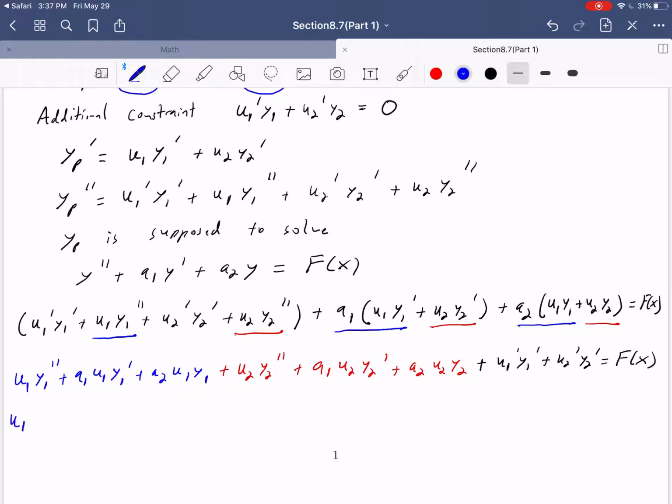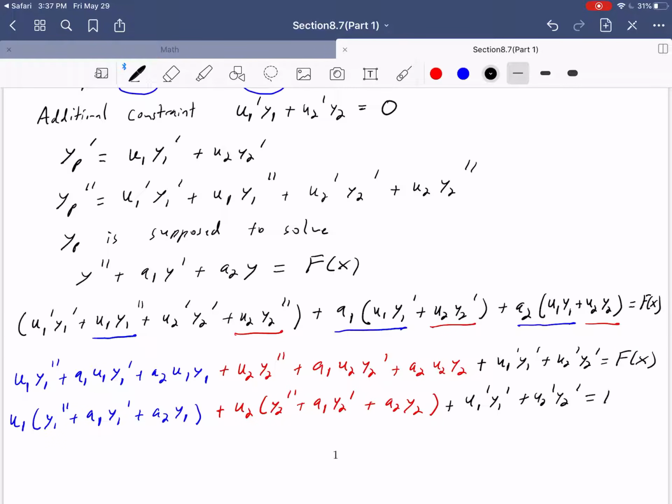So this would be u1 times y1 double prime, plus a1 y1 prime, plus a2 y1. And then everything here has a u2, so let's factor that out: u2 times y2 double prime plus a1 y2 prime plus a2 y2. And then we've got all this stuff here at the end, u1 prime y1 prime plus u2 prime y2 prime equals f of x.